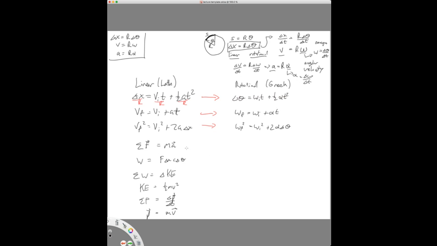So the net force equals ma equation. Well, there's a Greek version of force, and it's called the torque.